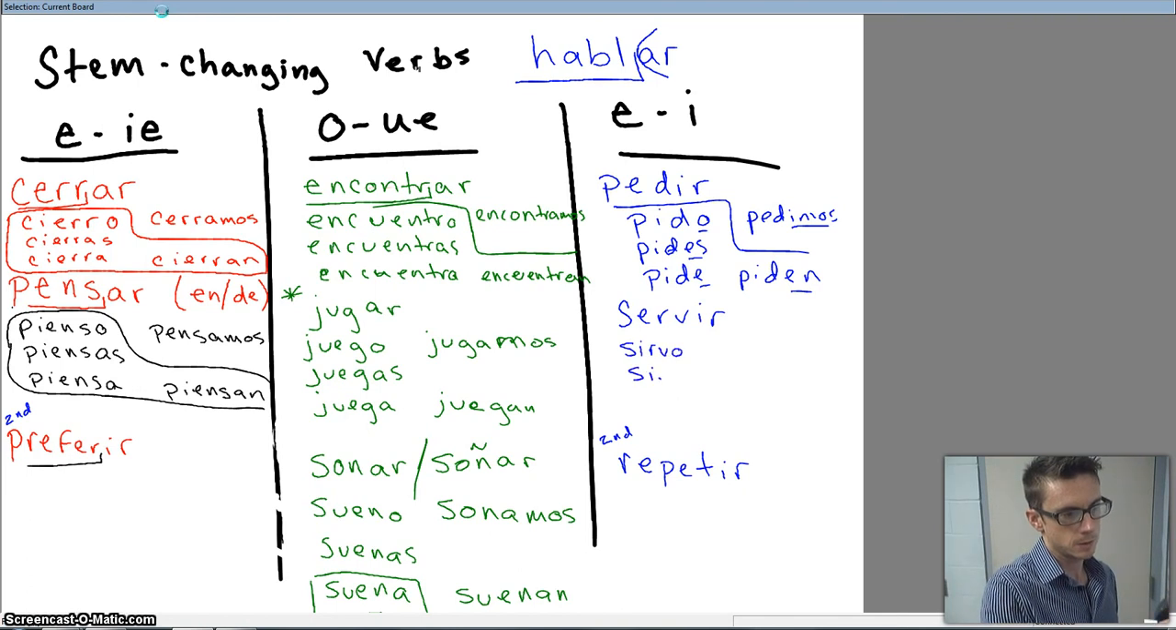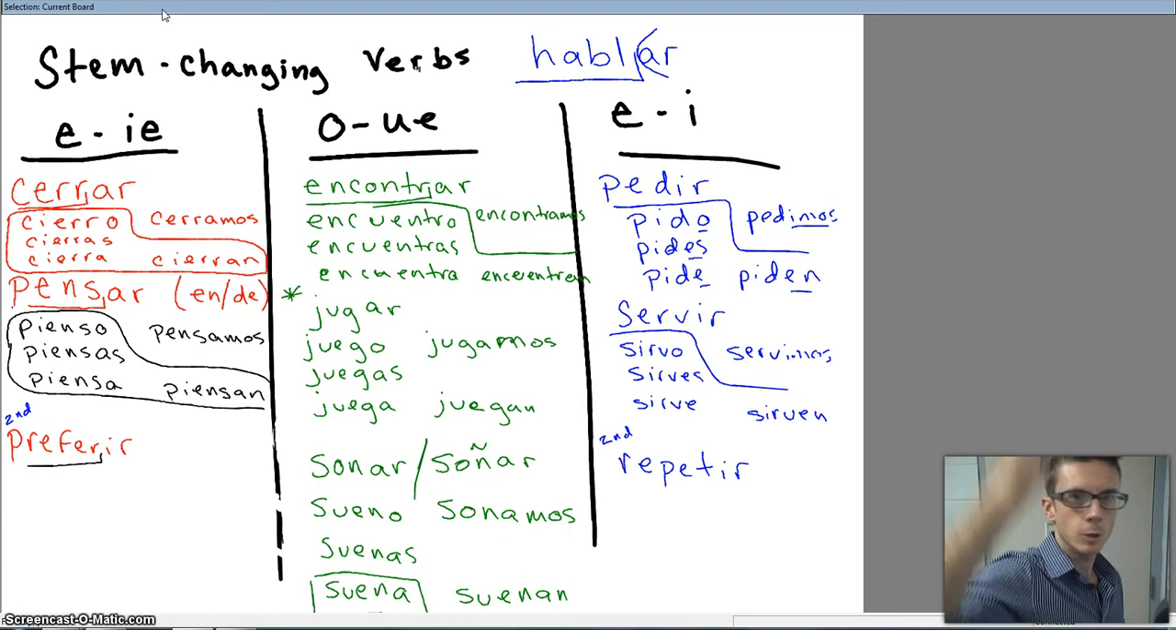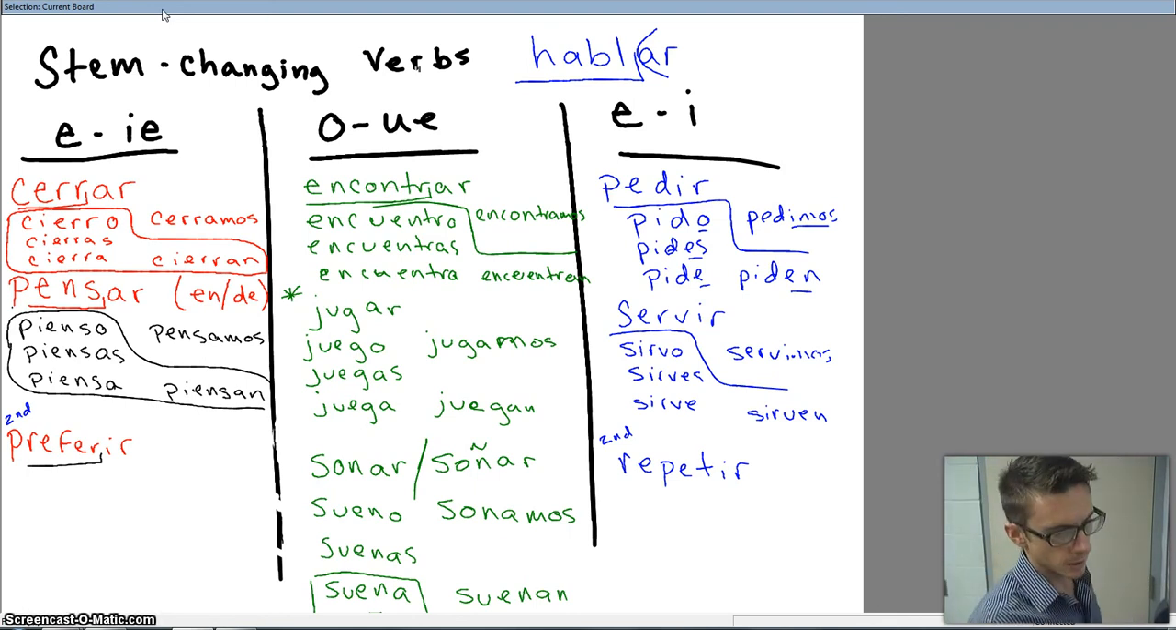Servir, same thing. Sirvo, sirves, sirve, servimos, and sirven. Okay? Make our distinction. No stem change in the nosotros. I wish I could pound that into your heads. No stem change in the nosotros.